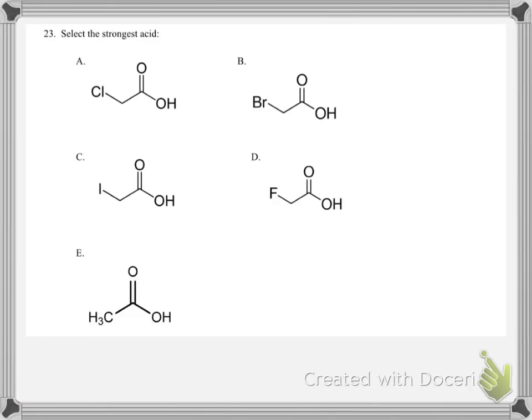Okay, in this question we want to find the strongest acid. Okay, so they're all carboxylic acids. So carboxylic acids are the COOH motif, which are all weak acids. But how can we make a weak acid stronger?